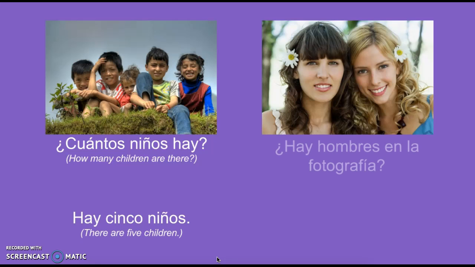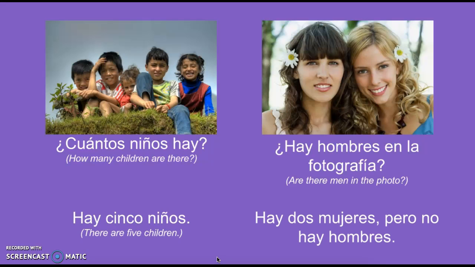In the picture on the right, if you wanted to ask, are there men in the photo? Then you would say, ¿Hay hombres en la fotografía? The response could be, hay 2 mujeres, pero no hay hombres. There are 2 women, but there are no men. So to say there are not, you just put a no in front of the word hay.